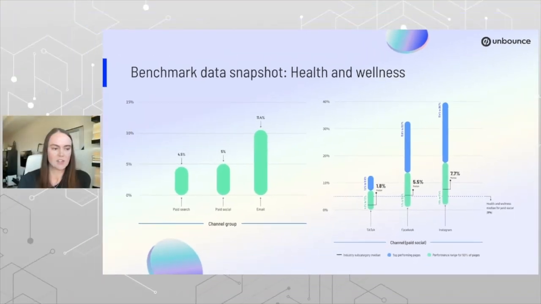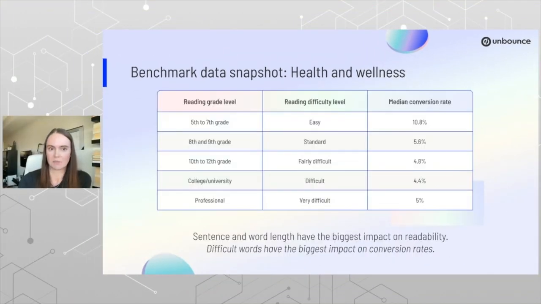In addition to that, you're also going to find data like reading level and how that impacts your conversion rate. Readability is based on a variety of factors, but sentence and word length have the biggest impact. For health and wellness, you'll see that a 5th to 7th grade or easy reading level converts best at 10.8%. For context, that means your copy should be as simple as reading a Harry Potter book.